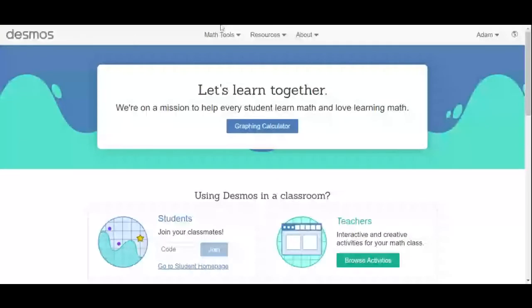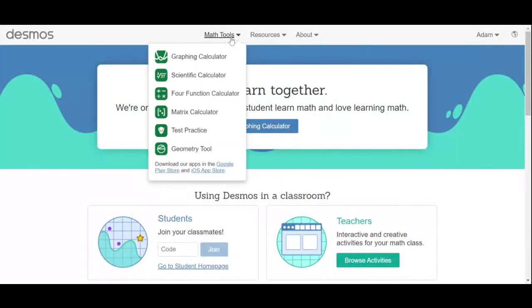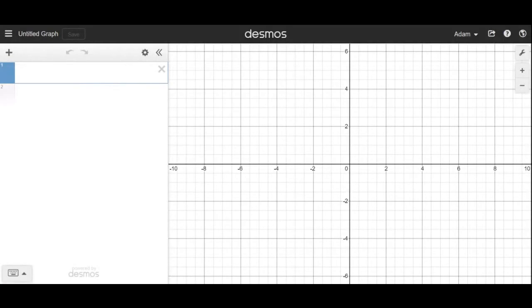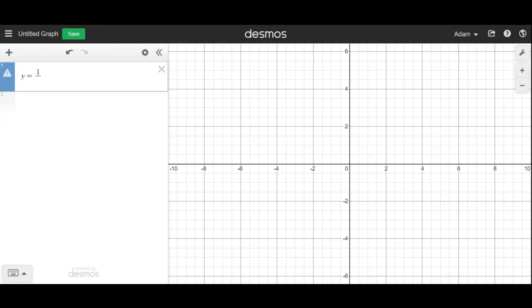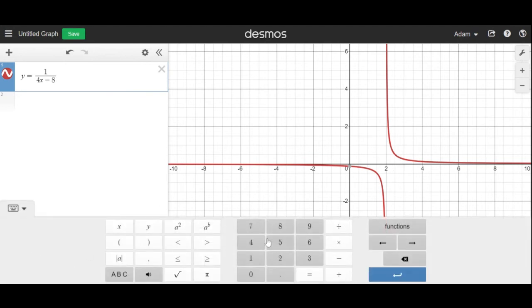All right, so hopefully they can see it. Good. So again, if you click on Math Tools, Graphing Calculator, here it is. And you could type y equals 1 divided by 4x minus 8. And you can see we get the graph. There's also a keyboard here. It says show keyboard. You could type it in this way as well.